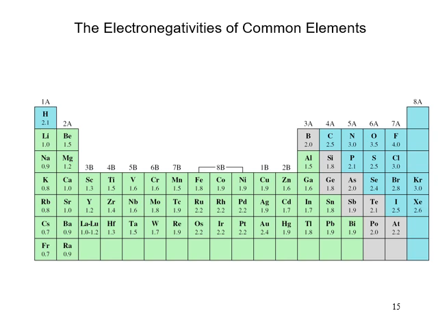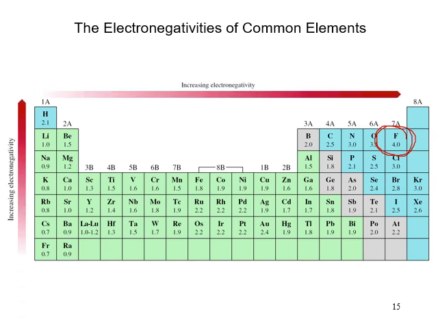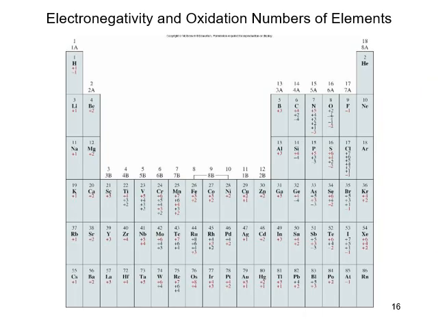Some electronegativities of common elements here. There's fluorine. Remember on the previous slide, we just said fluorine has the highest electronegativity. So the electronegativity trend is increasing towards fluorine, no matter if you're going from left to right across the periodic table or from bottom to top. Now your book makes mention of electronegativity and oxidation number.